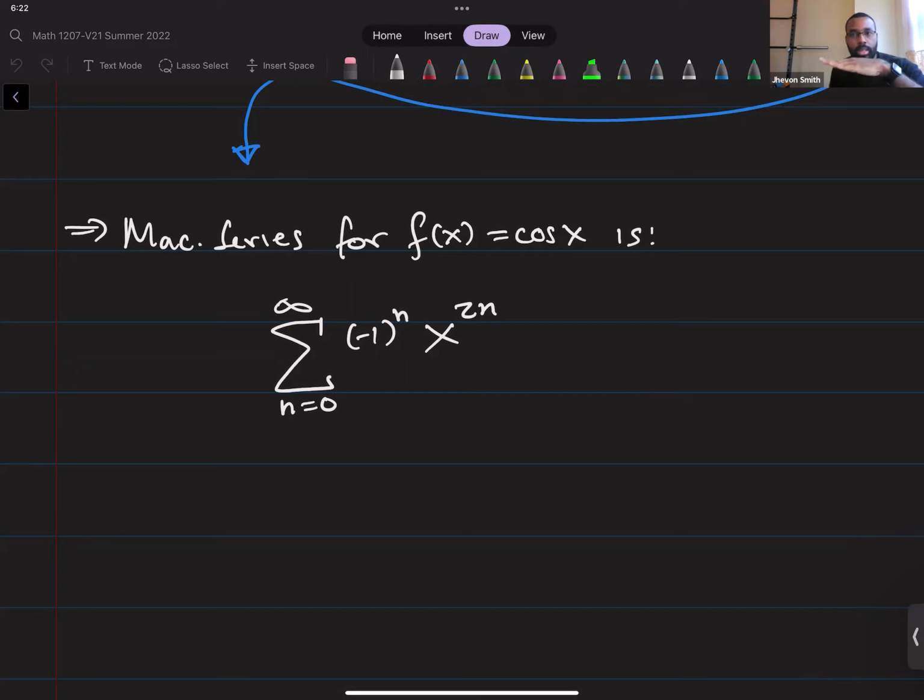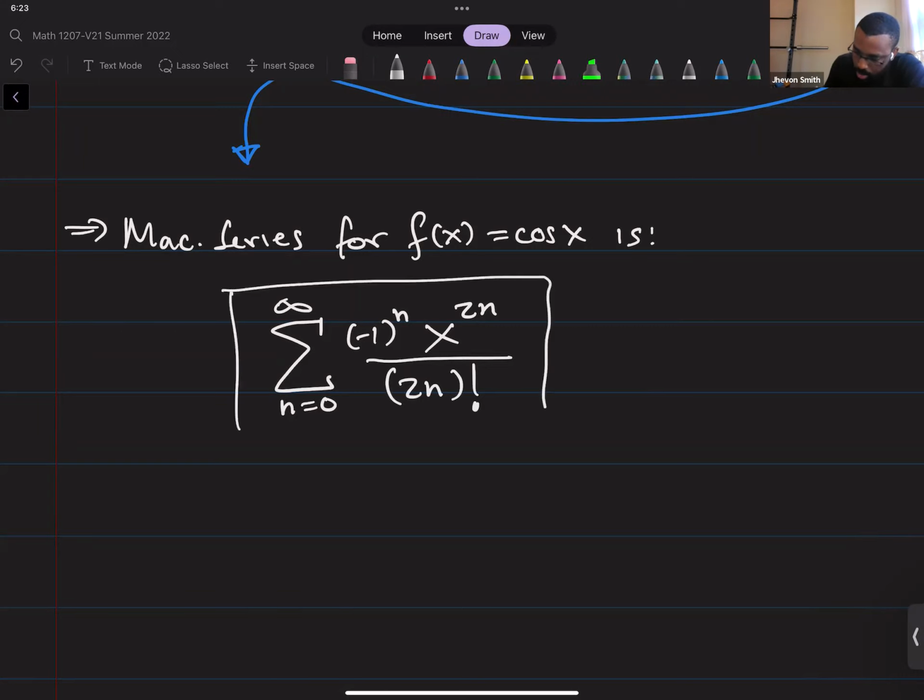Now, of course, the denominator has to match the power, right? It's x to the n over n factorial times the coefficient. So the denominator also has to be only the even factorials, right? So that's our Maclaurin series for cosine.